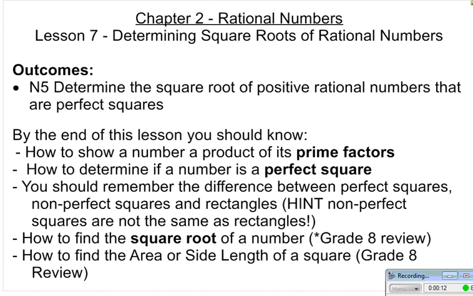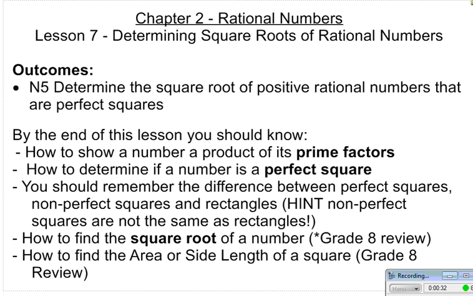Those of you from last year should remember when we did chapter 3, Pythagorean theorem, we talked about perfect squares, we talked about non-perfect squares, we talked about rectangles, and I really hope that you remember the difference between perfect squares, non-perfect squares, and rectangles. We did a Venn diagram even about them.